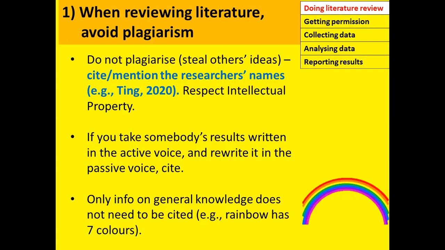If we use somebody's idea for our research proposal, we should cite the person's work. And if we use somebody's instrument or theory, we should cite the work. This is respect for intellectual property. Even if we rewrite the sentences from active to passive voice, we still need to cite the work because the idea comes from them. Only general knowledge, like there are 7 colors in the rainbow, do not need to be cited because everybody knows that information.